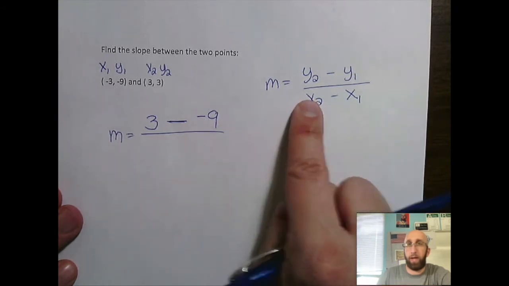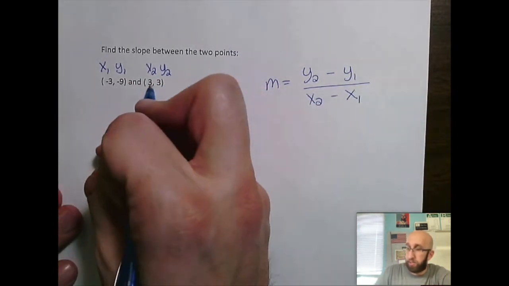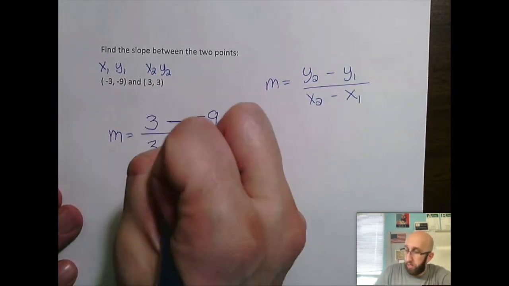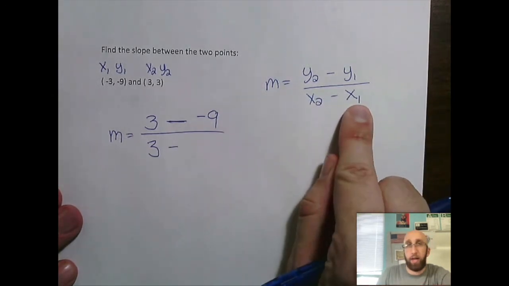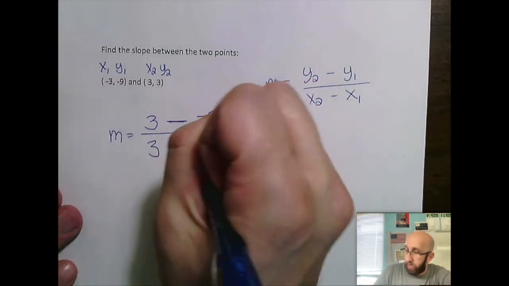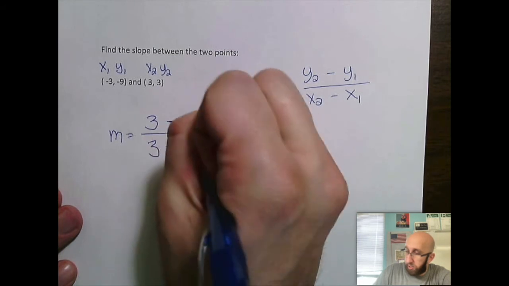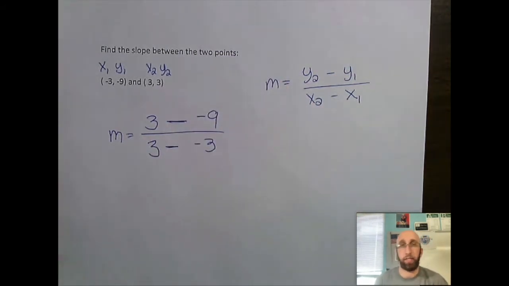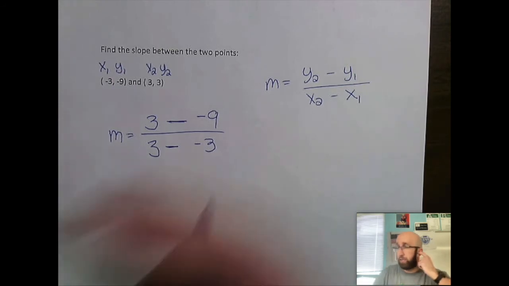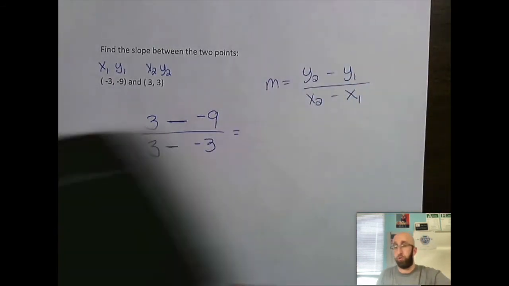To the bottom, x2 minus x1. x2 is 3. Subtraction. x1 is negative 3. So we got a subtraction and a negative 3. Be very, very careful how you plug this in a calculator. Make sure you know what you are doing.